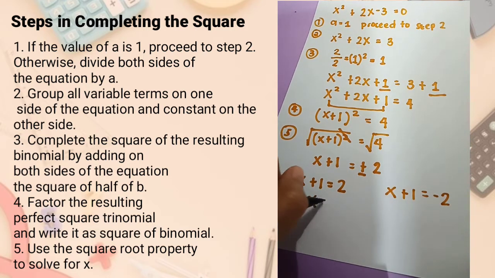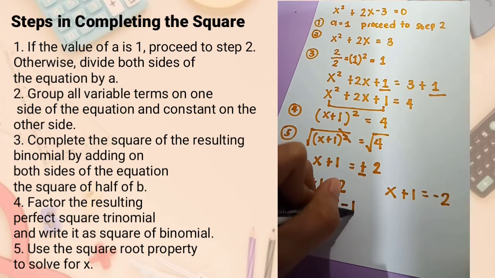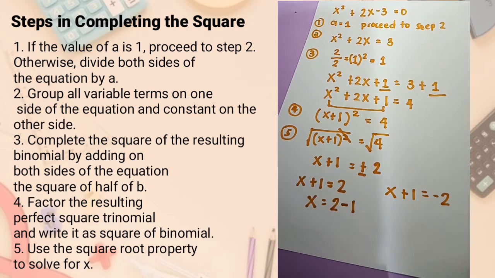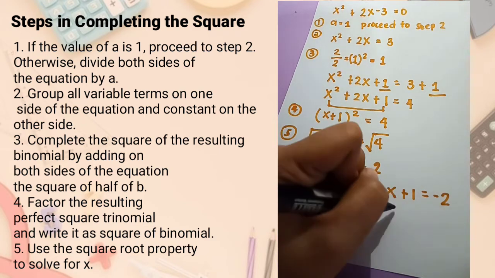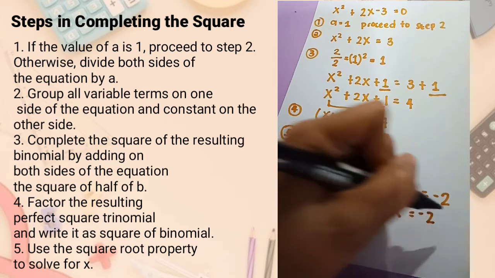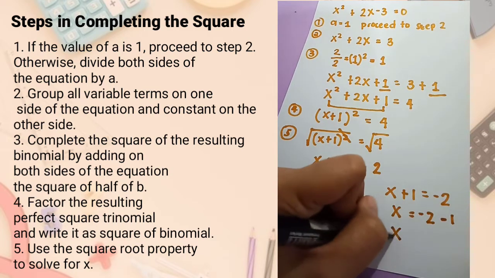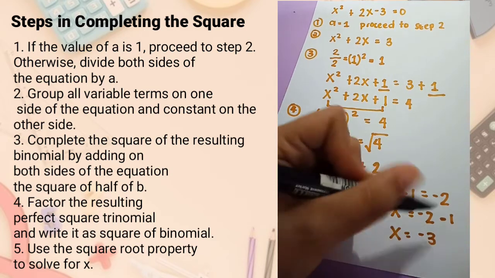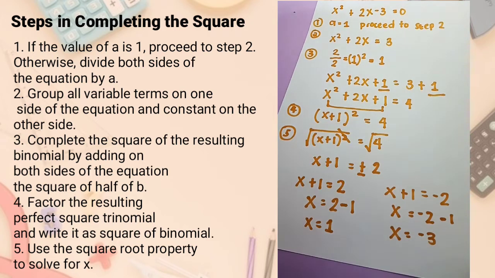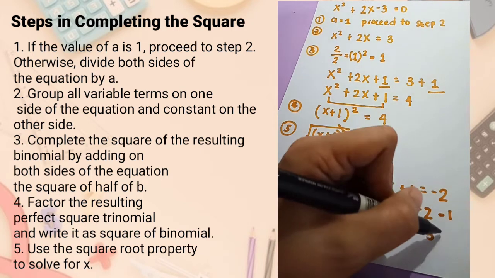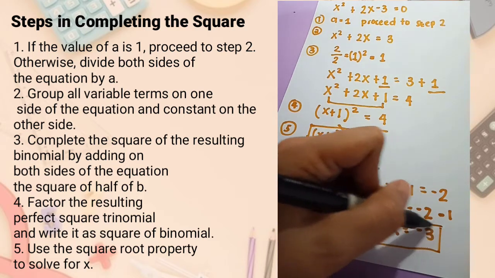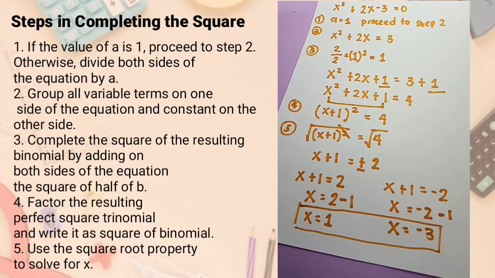So, x equals to 2 minus 1, kasi yung 1 itatranspose na natin. So, x is equals to 1. At dito naman, x equals to negative 2 minus 1. Therefore, ang x ay equals to negative 3, kasi negative 2 minus 1 ay equals to negative 3. Kaya ang roots of quadratic equation natin ay x equals to 1 and x equal to negative 3 using the completing the square.